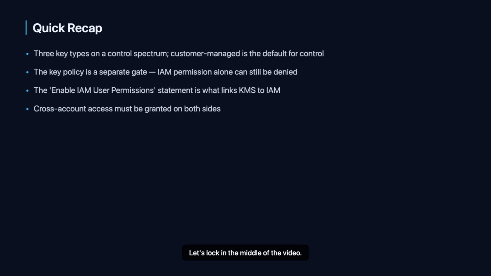Let's lock in the middle of the video. 3 key types sit on a control spectrum, and customer-managed is your default whenever control matters. The key policy is a separate authorization gate, so IAM permission alone can still come back denied. The enable IAM user permissions statement is the one thing linking KMS back to IAM, and cross-account access has to be granted on both sides, never just one. Now let's talk about keeping those keys fresh.